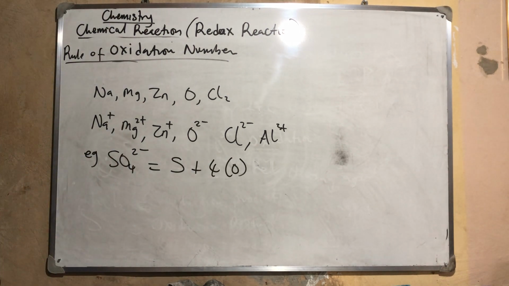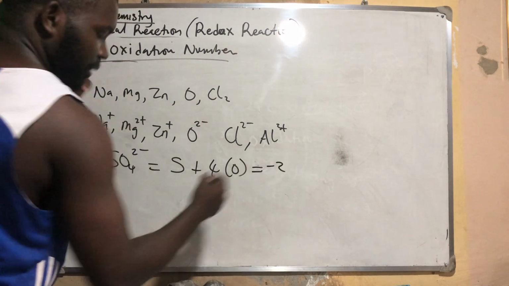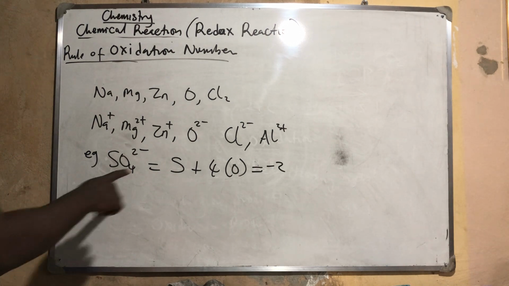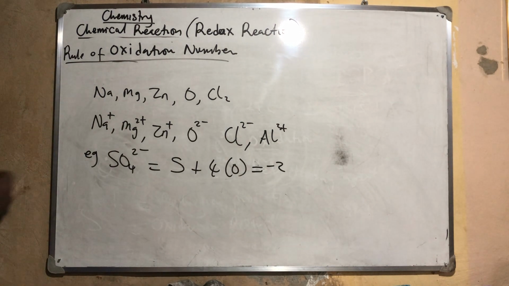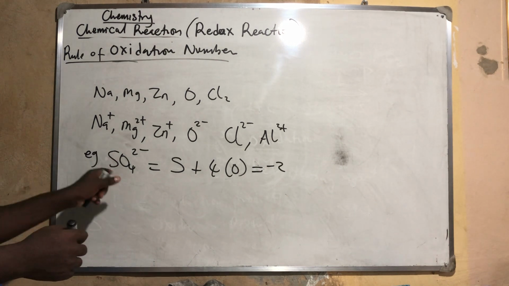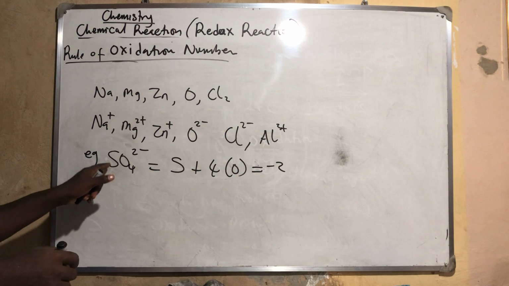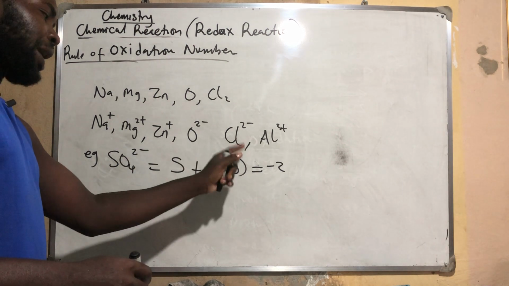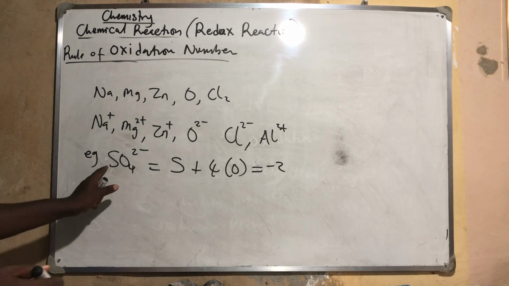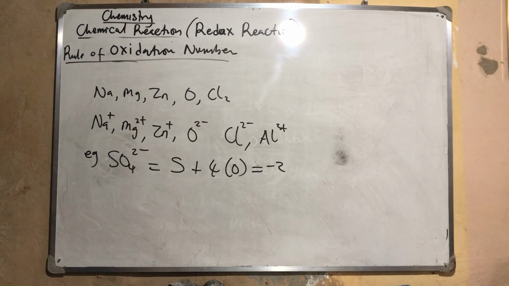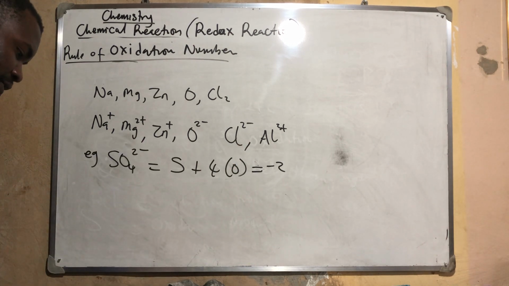Are you getting me? When you add it, you should equate it to that minus 2 you are seeing. So if you sum this one and this one, it's supposed to give you minus 2. In this particular one, the oxidation number of sulfur here is 6. If you say 6 plus 4 times minus 2, that is 6 minus 8, which is minus 2. But if it does not have any ion, we equate it to 0, like we said before.